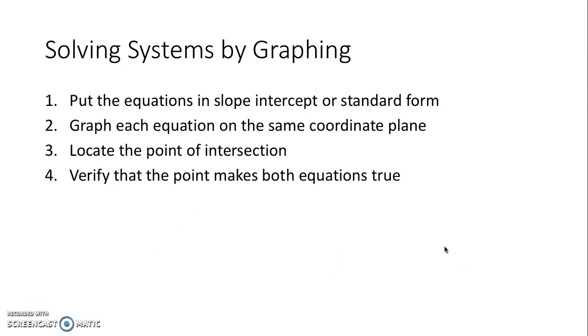Alright, so for solving systems of equations, these are the steps that we are going to take. Step number one, we are going to put the equations in slope-intercept form or standard form. I'm going to show you an example of both, and you can decide which one you find easier to graph. Number two, we're going to graph each equation on the same coordinate plane. Number three, we're going to locate the point of intersection. And number four, we're going to verify that point makes both equations true. So we're going to check our work.